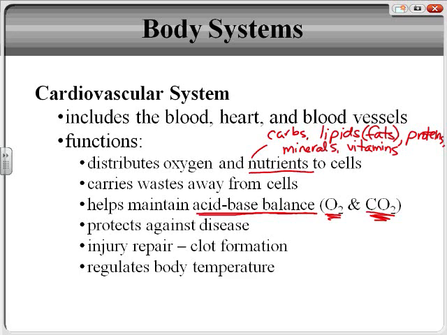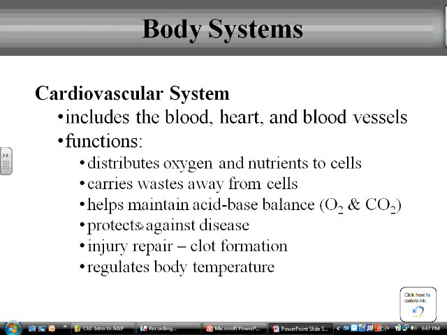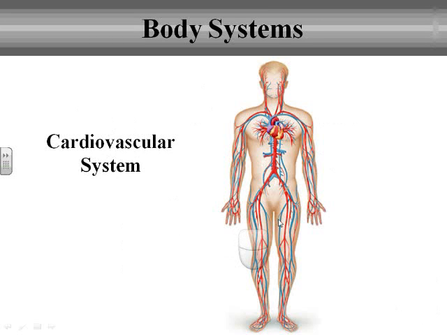Protecting against disease. We know that we've got white blood cells that are doing our dirty work for us, right? Repairing injury, we've got clot formation like we talked about before. That clot formation, we talked about it being a positive feedback mechanism that's deviating from homeostasis, stepping away from the norm. Regulating body temperature. There's all these different roles. Cardiovascular system or circulatory system really has a huge role because it's really responsible for helping a lot of the other systems do their jobs as well.